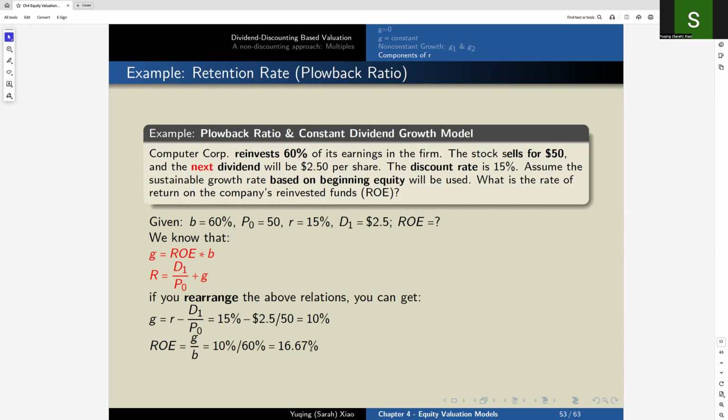First, compute the dividend yield. $2.5 divided by $50 equals 5%. Since the required return is 15%, the difference must be the growth rate, which is 10%. Now, to back out ROE, we divide the growth rate by the retention rate. That's 10% divided by 60%, which equals about 16.7%. So this tells us that the company's reinvested earnings are generating a return of 16.7%. This is a nice way to link valuation to real business performance.